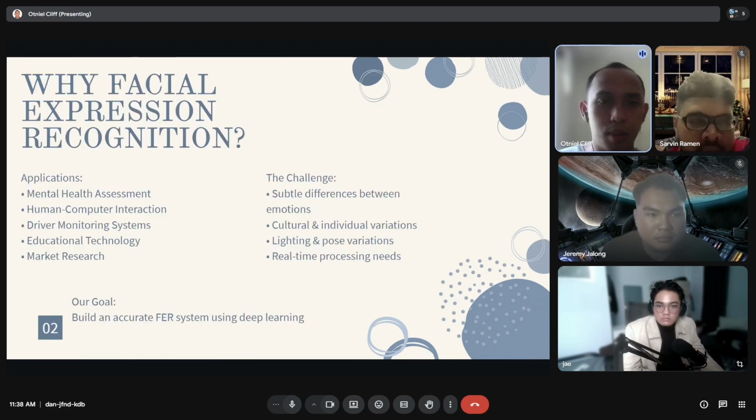Okay, why facial expression recognition? The applications are mental health assessment, human-computer interaction, driver monitoring systems, educational technology, and market research. The challenges are subtle differences between emotions, cultural and individual variation, lighting and pose variation, and also real-time processing needs. So our goal is to build an accurate FER system using deep learning.